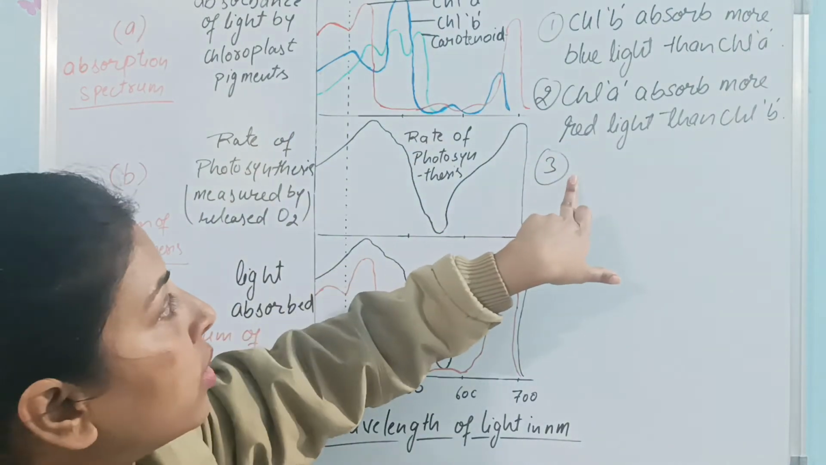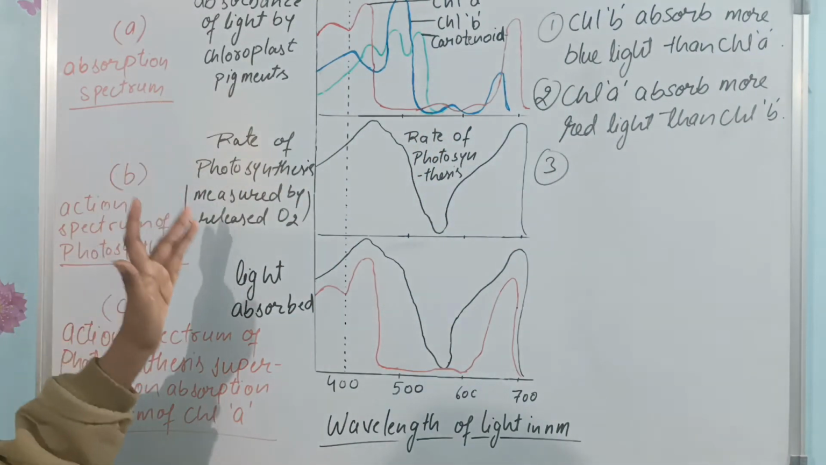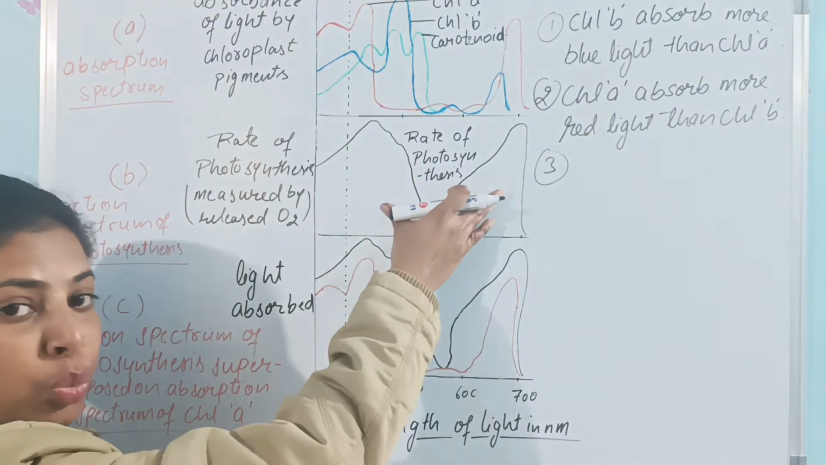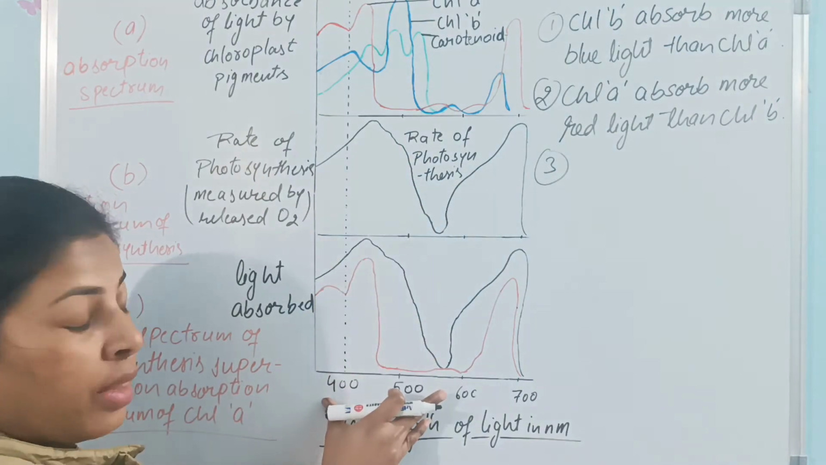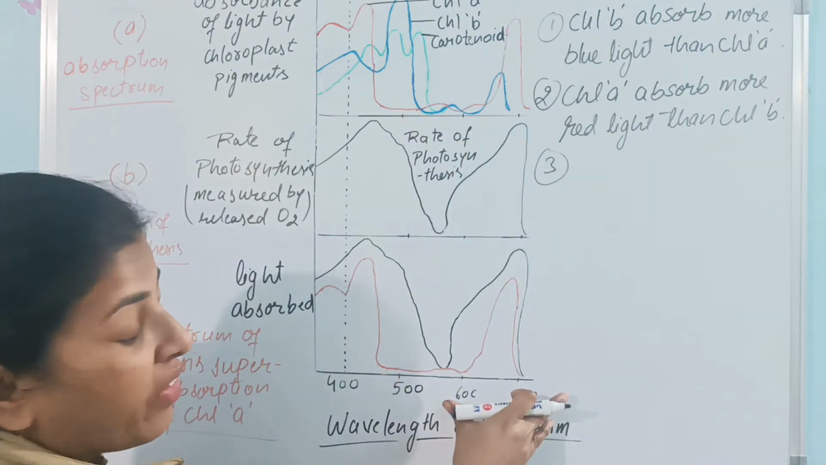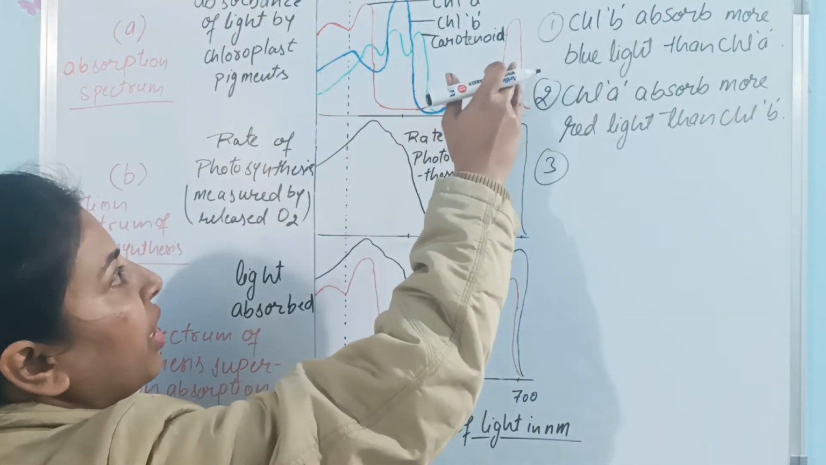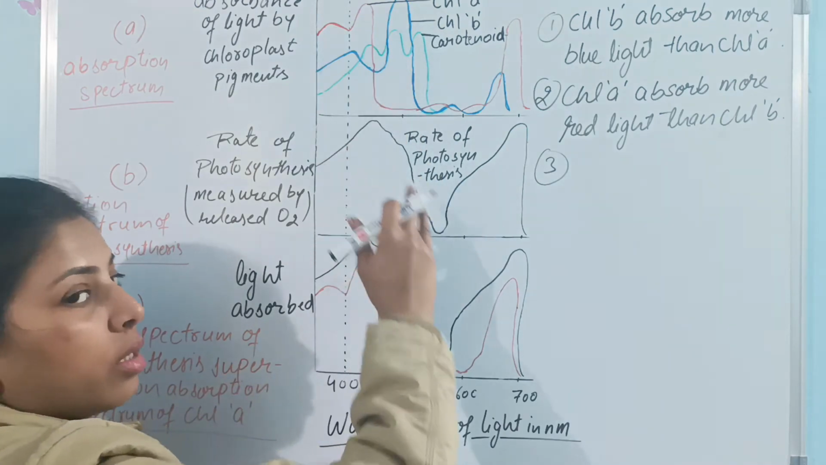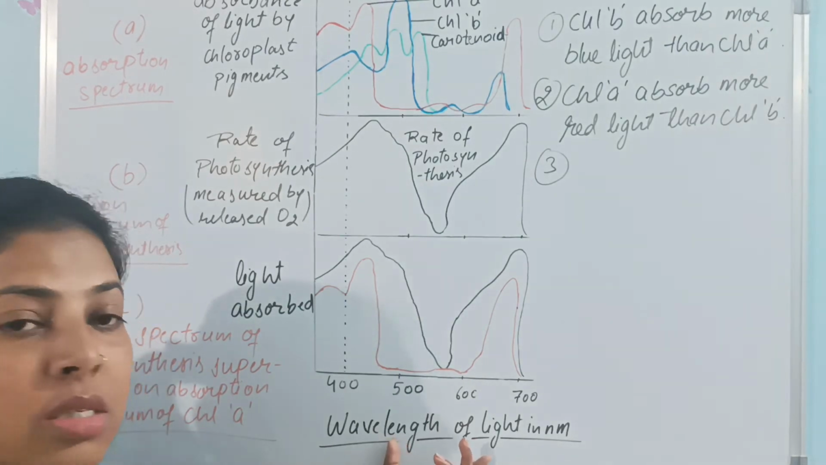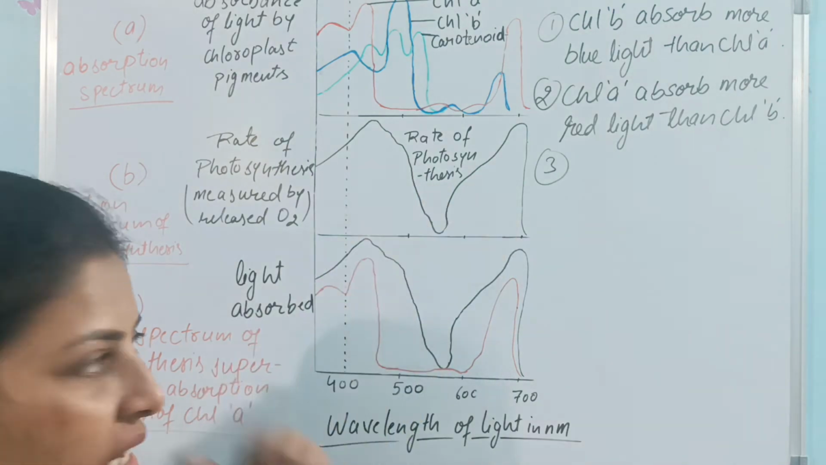Now the third conclusion. This is the second graph, which shows the rate of photosynthesis measured by released oxygen, the action spectrum of photosynthesis. We can see two peaks: one between 400 to 500 nanometer, that means the blue wavelength, and the other between 600 to 700 nanometer, that means the red wavelength. So the two peaks match chlorophyll A and B in the red and blue. In the photosynthesis of higher plants, the pigments chiefly absorb blue and red wavelengths of light.